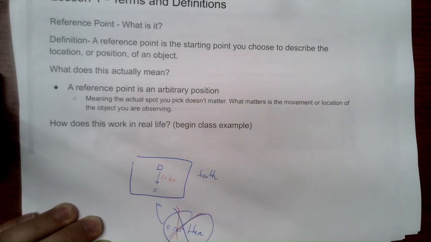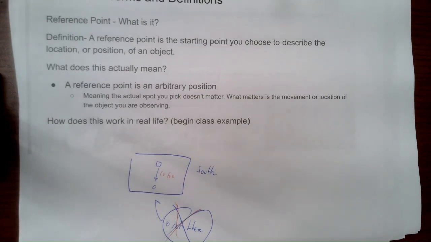Let's say the square is the projector, that's me. So it doesn't really matter what you pick as long as you're consistent with that reference point throughout whatever you are observing. Okay? Does that make sense? I hope so, because I cannot hear you.